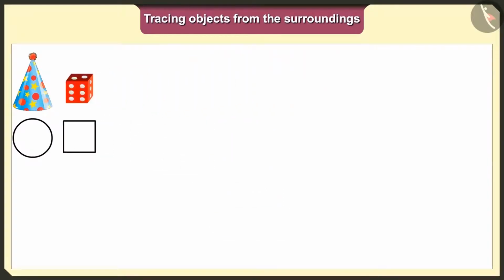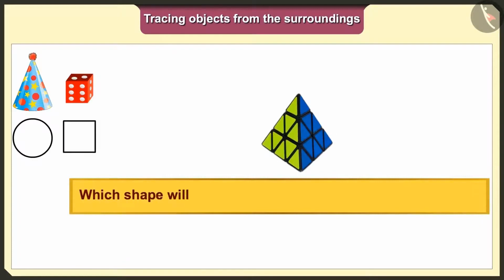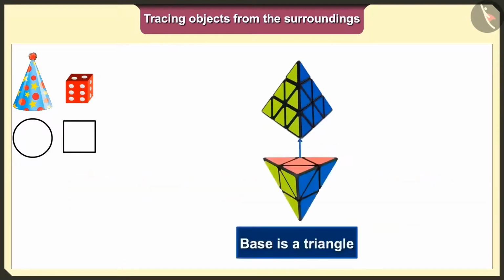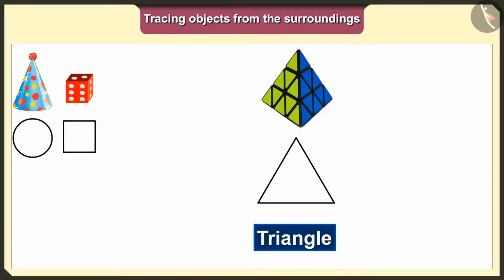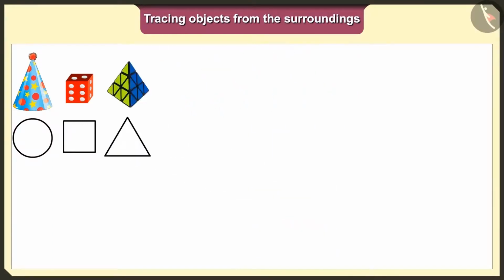Now let's see which shape we would get when we trace this pyramid-shaped toy. The base of this toy is a triangle. So, we will get triangle shape when we trace it.